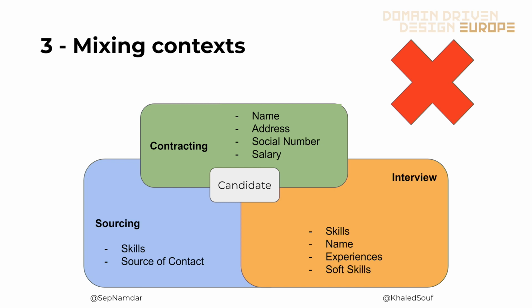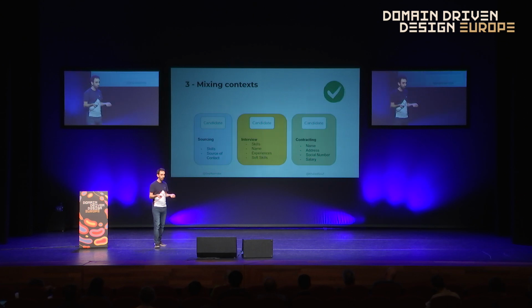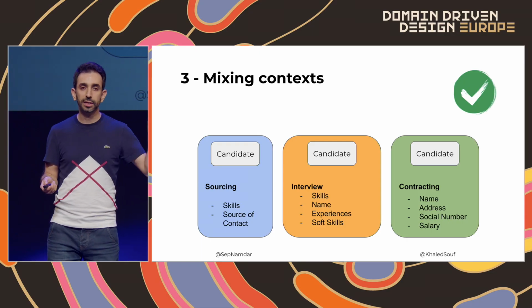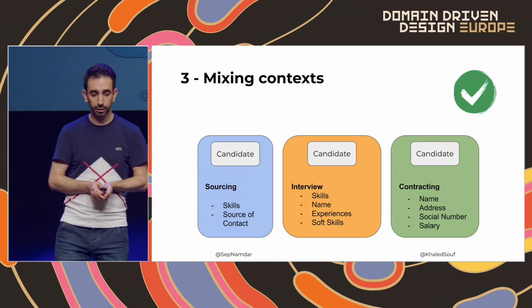And by this example, we can see how a small candidate object could grow over time and become a source of problems. Because if you have a bug in that candidate, it will impact many contexts: contracting, sourcing, and interview. So the idea in DDD is to keep them isolated in their bounded context, okay? Even if the candidate is the same person, we keep them isolated in their bounded context.